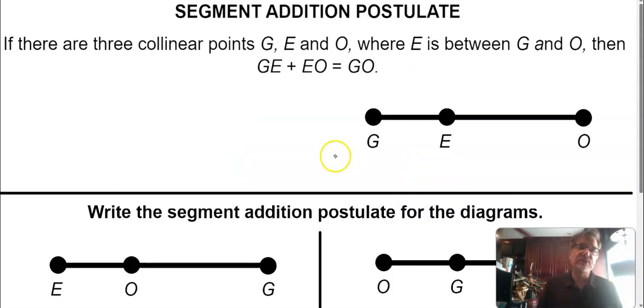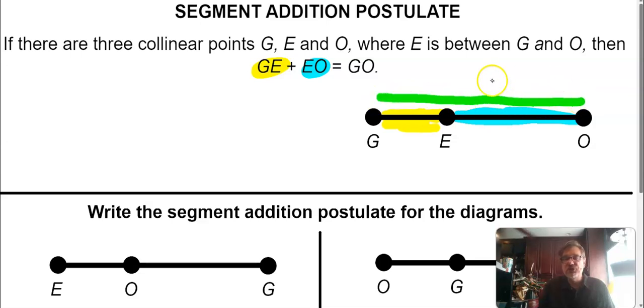So what's the segment addition postulate? Well, the segment addition postulate says if I give you 3 collinear points, G, E, and O, and one of the points, E is between G and O, then the length of GE, notice there's no line on top, that means length, plus the length of EO equals the length of GO. Boom. I like to say part plus part equals whole.